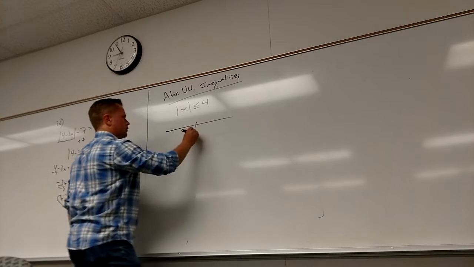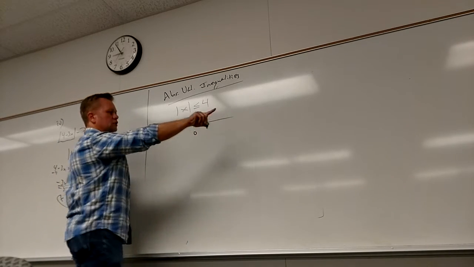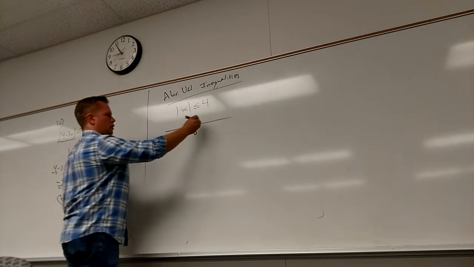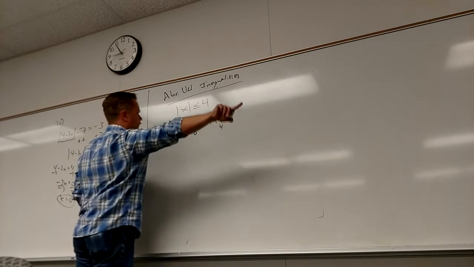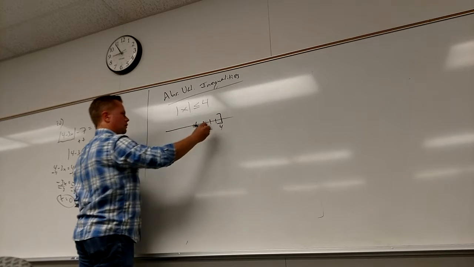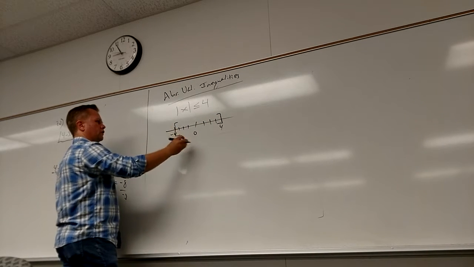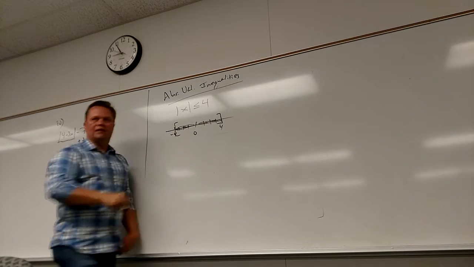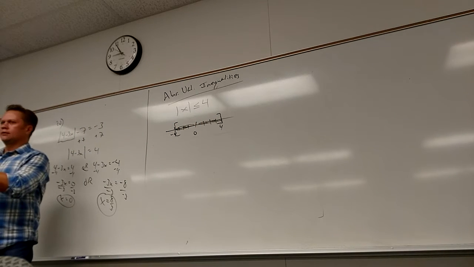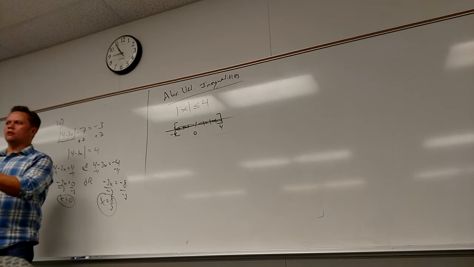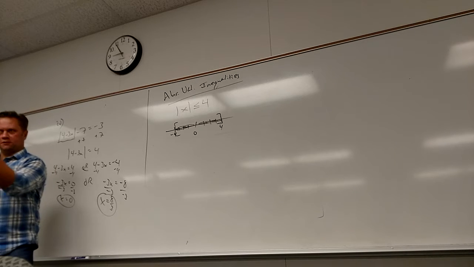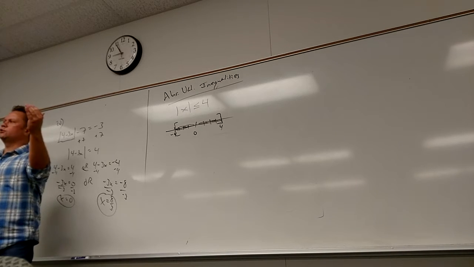So if I start at 0, how far up can I go if I want the distance to be at most 4? I can go up to 4. I can't go any further. And I can go down to negative 4. And I can't go any further. That's a sandwich. Less thans are always going to be sandwiches. Less thans are related to and.